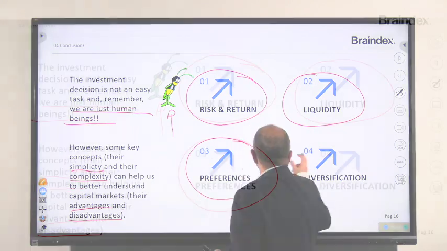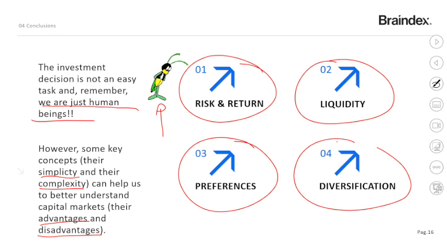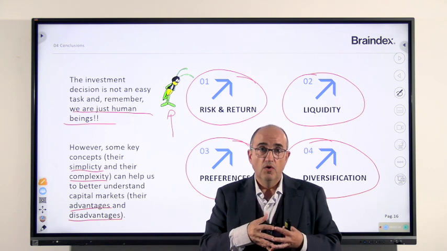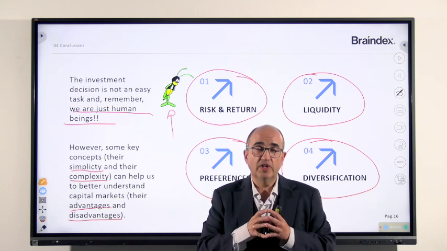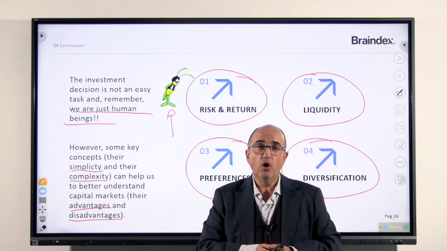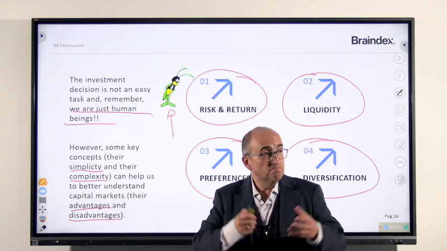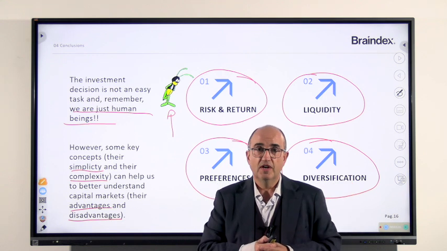And finally, last but not least, we have diversification. Please put your eggs in different baskets. As long as you put your eggs in different baskets, you can protect yourself. You can protect your investment. Of course, this is a very short nutshell, but I hope this is useful for your investment decisions and for your life. Thank you.